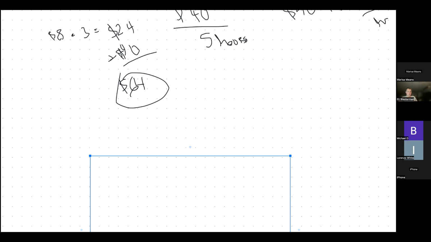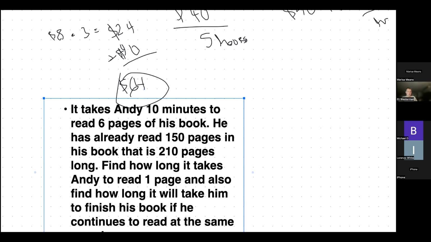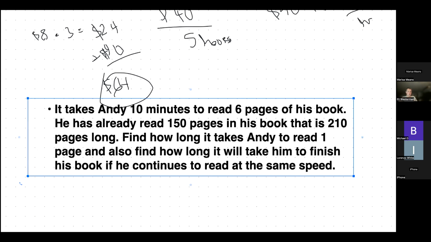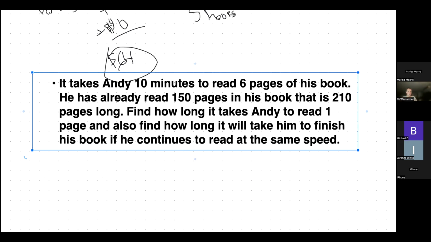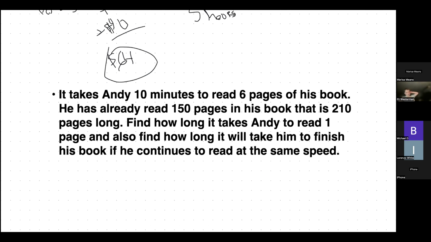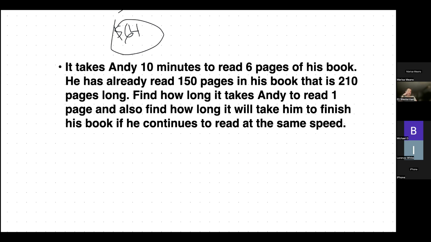Let's move this here. Bring this down. It takes Andy 10 minutes to read 6 pages of his book. He's already read 150 pages. It's 210 pages long. How long is it taking to read 1 page? Well, we'd say 10 minutes for 6 pages. And so if we want to know how long to read 1 page, we would say 10 divided by 6.